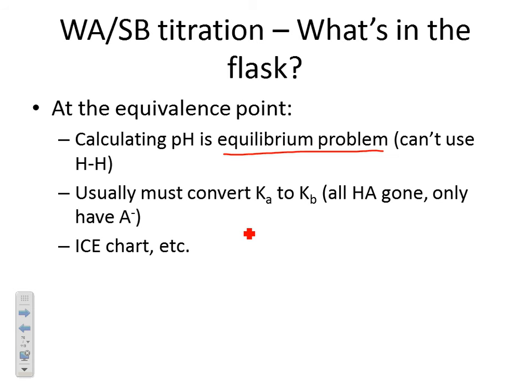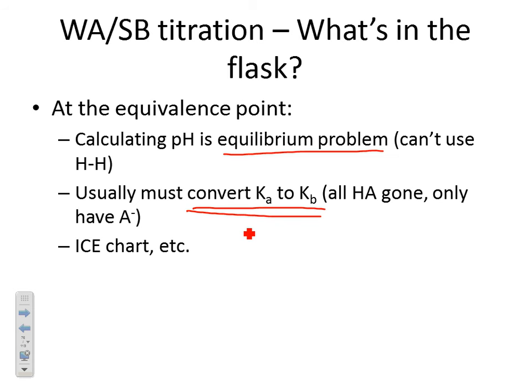Very typically, if it does ask you this, you're going to have to convert Ka to Kb, because usually they'll give you Ka, but again, at the equivalence point, all the HA is gone and all you have is A minus, so you're writing a different reaction. You want to write a base dissociation reaction because the only thing you have is a base. You can't write an acid dissociation reaction because all your acid is gone.